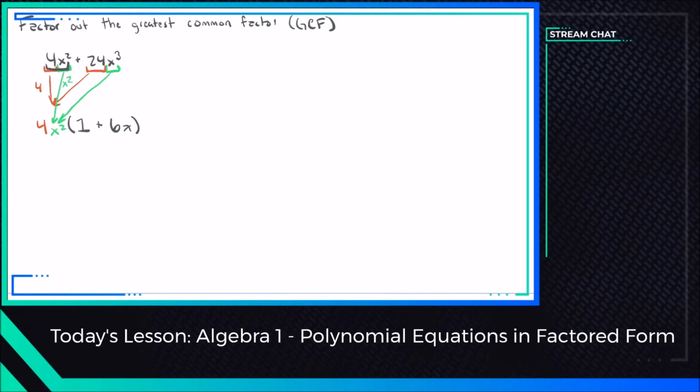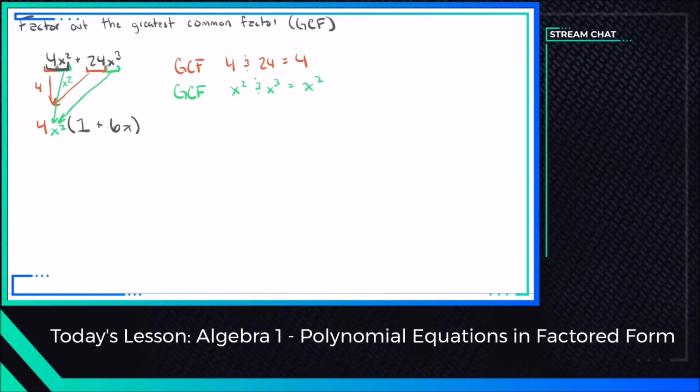All right, so that's what it means to look at the GCF, because we first said that the GCF of the numbers 4 and 24 is equal to 4. So we pulled a 4 out of both of those numbers. And then we said that the GCF of x squared and x cubed was x squared. So we pulled an x squared out of both of those.